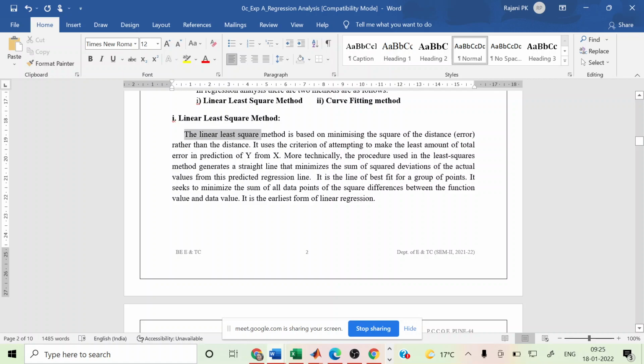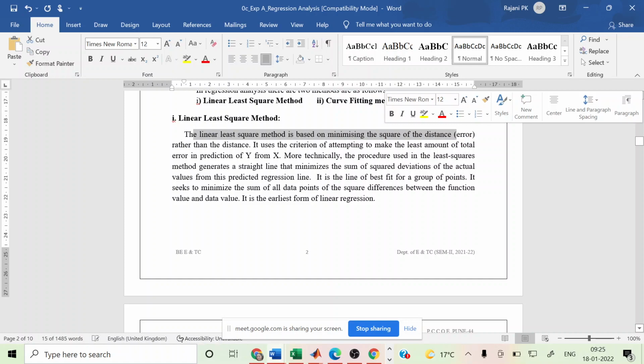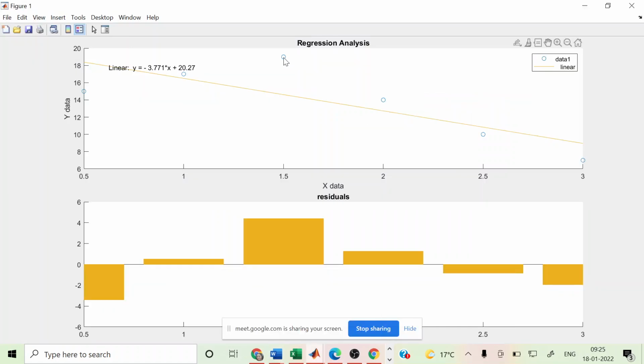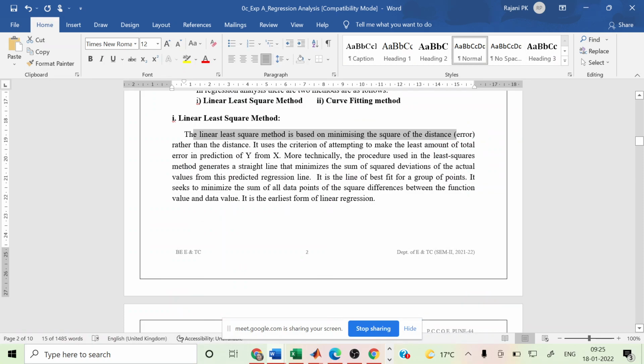The linear least square method is based on minimizing the square of the distance. We square the distance, which is nothing but the error. We call it the deviation from the actual to the predicted, and we take its square. Why? Can anyone say why? It uses the criterion of attempting to make the least amount of total error in the prediction of y from x.